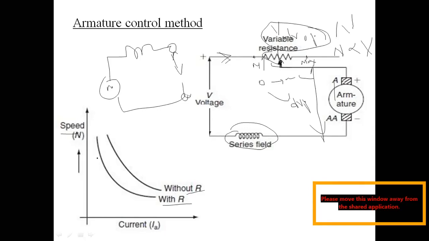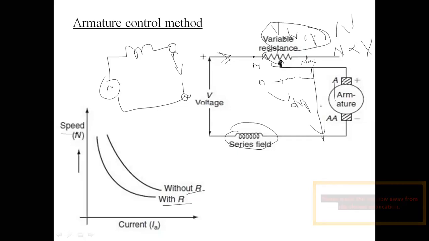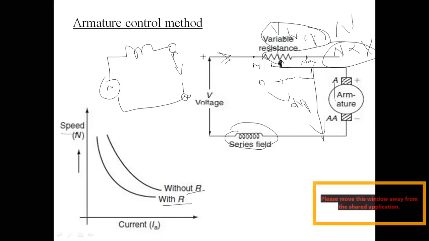By increasing the resistance in series with the armature, what will happen? The voltage drop occurs across the resistance. So, as I said earlier, the voltage applied across the armature terminals can be decreased. What will happen if the voltage is decreased? The speed is also going to decrease due to this relation. If we have not connected any variable resistor to the armature, then the characteristic is going to be like this, which is the same as in the field control methods.